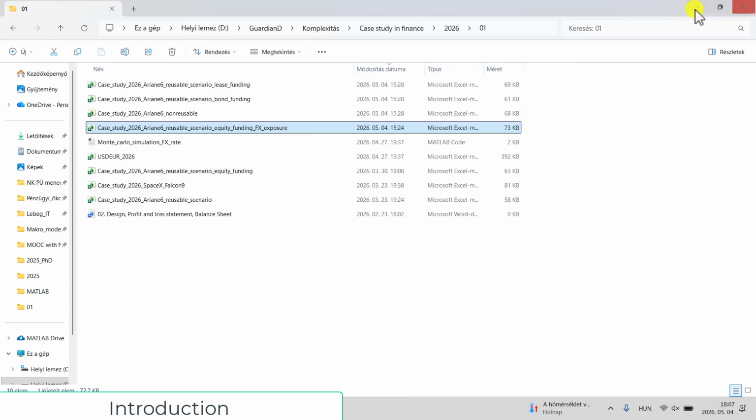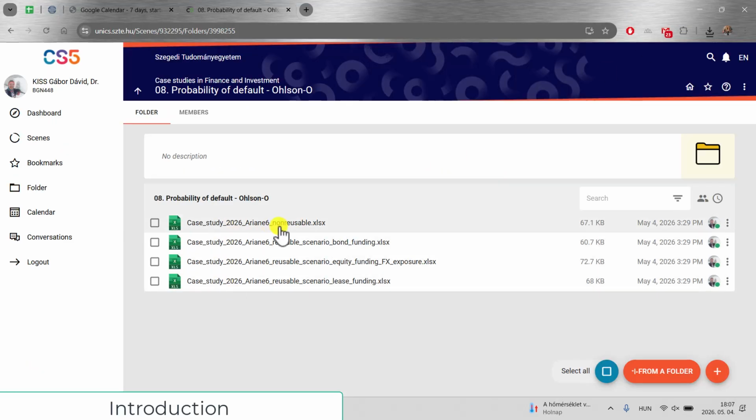There are actually 4 different versions. So this is the original one. So in this case we can always get the baseline data. So what happens if you are not doing anything. And then we can see what is happening on the bond funding, equity funding, lease. And also in the case of equity, we were able to add last week the foreign exchange exposure part. So practically we need all of them, but mostly we need this one here.